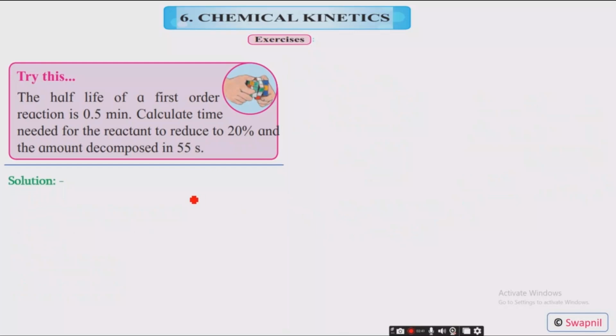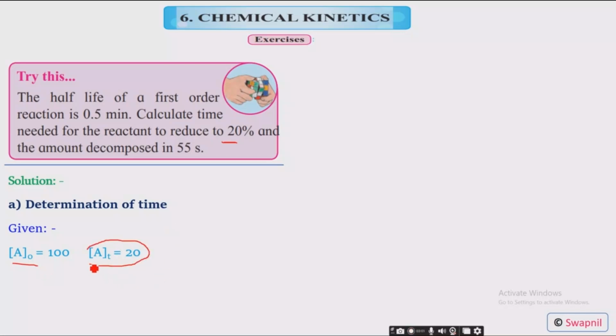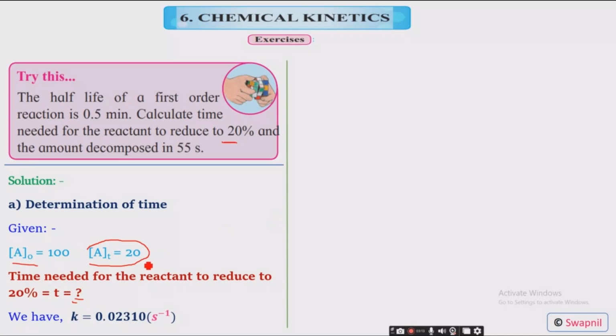Now we have to find out the time needed to reduce the reactant to 20%. Since the percentage is given, the initial concentration of the reactant A naught is equal to 100, and the concentration of A t is equal to 20. Now time needed for the reactant to reduce to 20%, T is equal to question mark. We have to find it out. Now we have K is equal to 0.02310, that is the rate constant we calculated in the previous step.